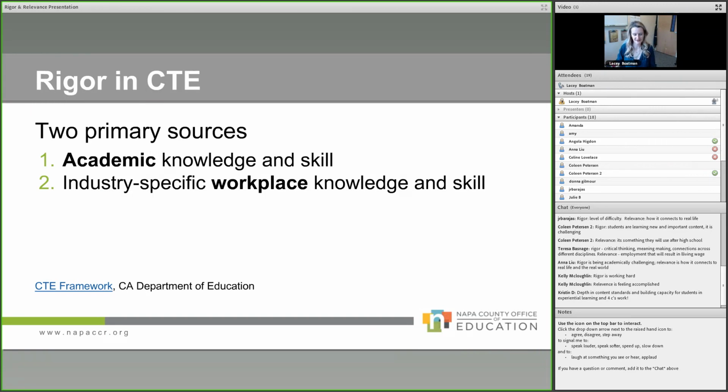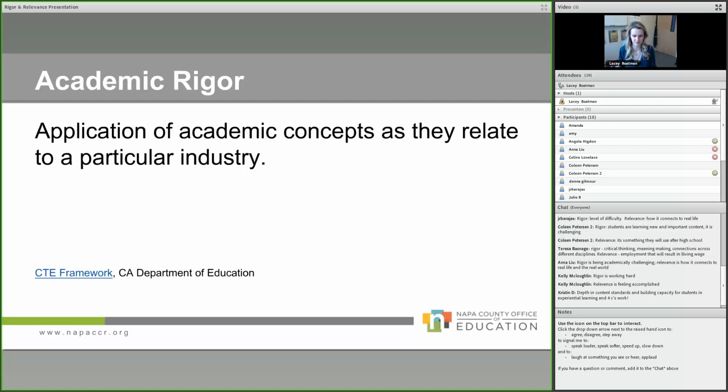So let's now look at rigor found in CTE. Based on this CTE framework from the California Department of Education, they talk about two primary sources of rigor found in CTE. There's academic rigor, academic knowledge and skill, and industry-specific workplace knowledge and skill. So workplace rigor and academic rigor. If we're looking at academic rigor, they talk about that as the application of academic concepts as they relate to a particular industry.